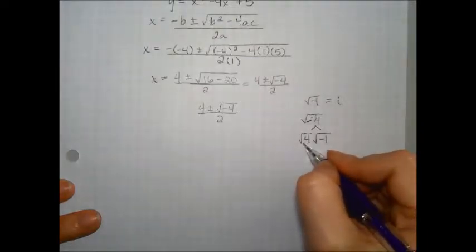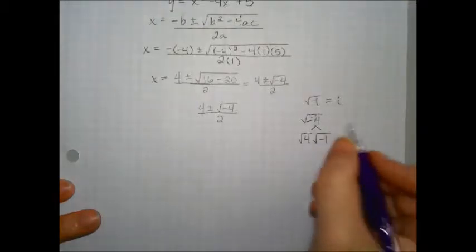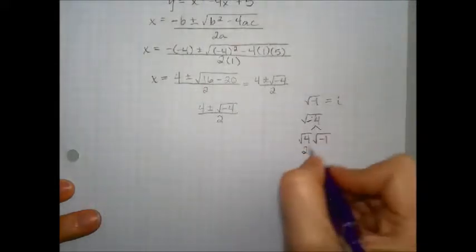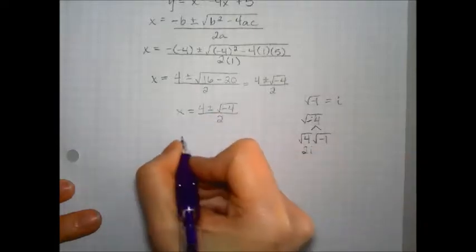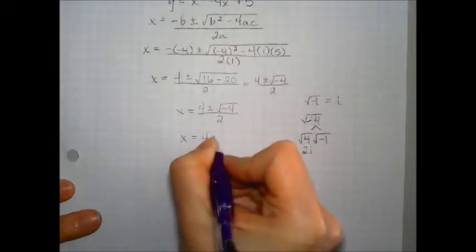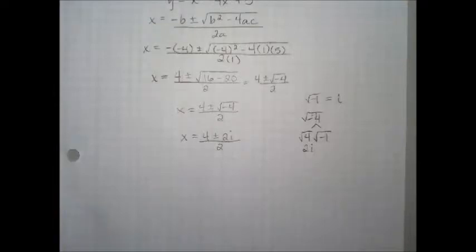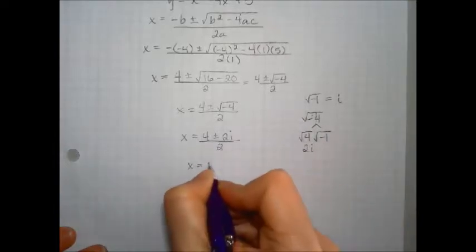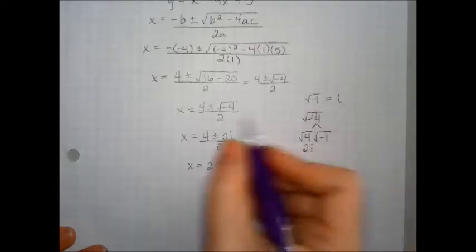And the reason I want to do that is because the square root of 4 does have a square root. And what is that? 2. And then how do I write the square root of negative 1? i. So this is 2i. So what I'm left with here is x equals 4 plus or minus 2i divided by 2. They can't always be reduced, but this particular one can, because what is 4 divided by 2? 2. And what is 2i divided by 2? i.